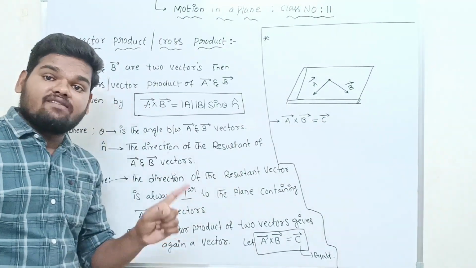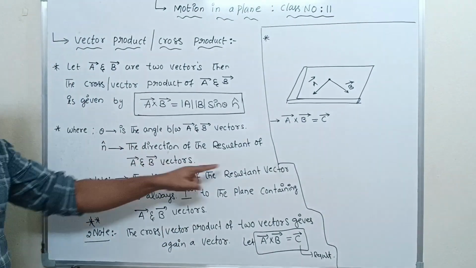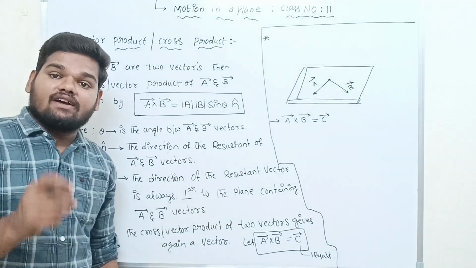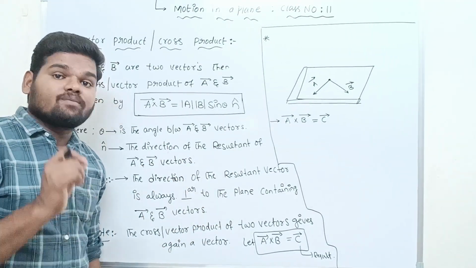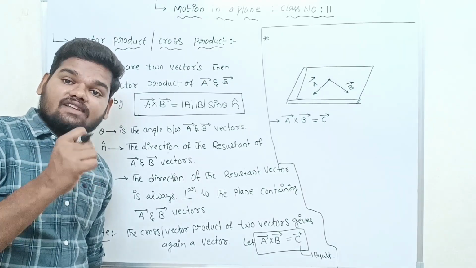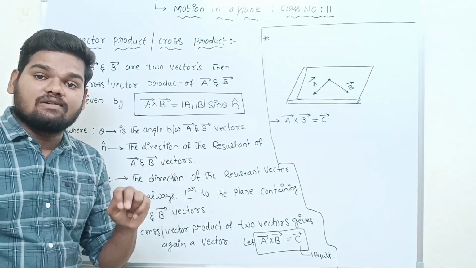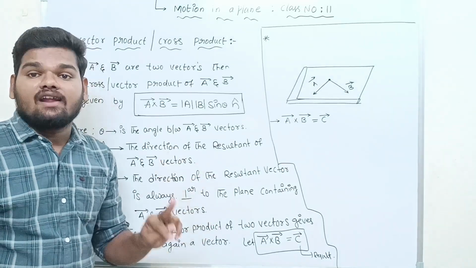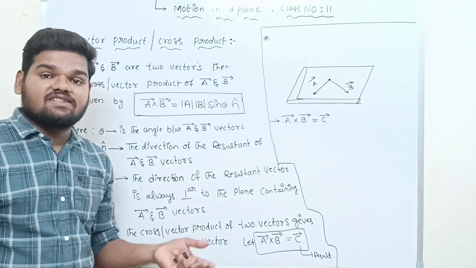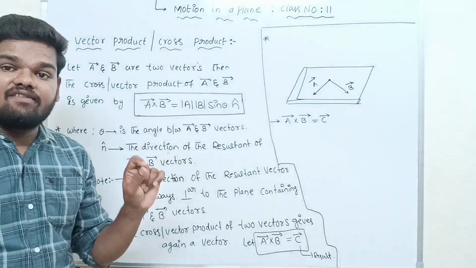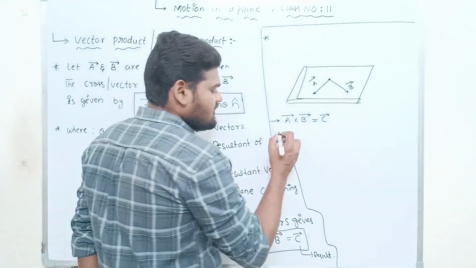Now what we have to find? We have to find the direction of the resultant vector. So to find the direction of the resultant vector, we have two rules. Either you can use the first rule or the second rule. These two rules give the direction of the resultant vector. So the first rule, have a look.